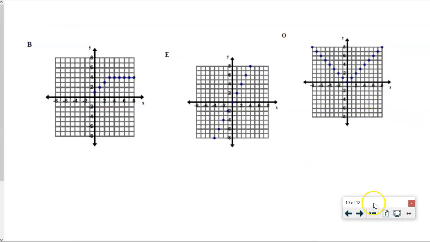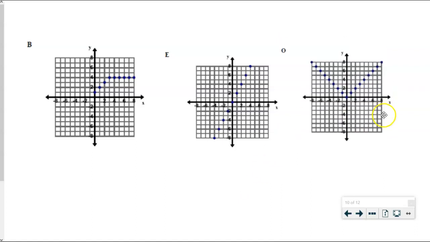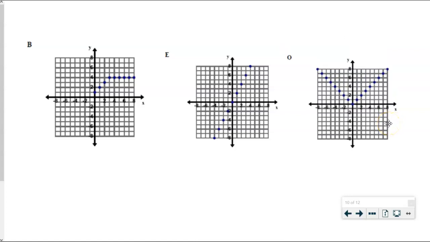Here's B, E, and O labeled as discrete. Put it in your own words. What do you think discrete means? Sam? Dots. Yeah, it means dots. There's a little bit more, but dots is a really basic way of understanding what discrete means.